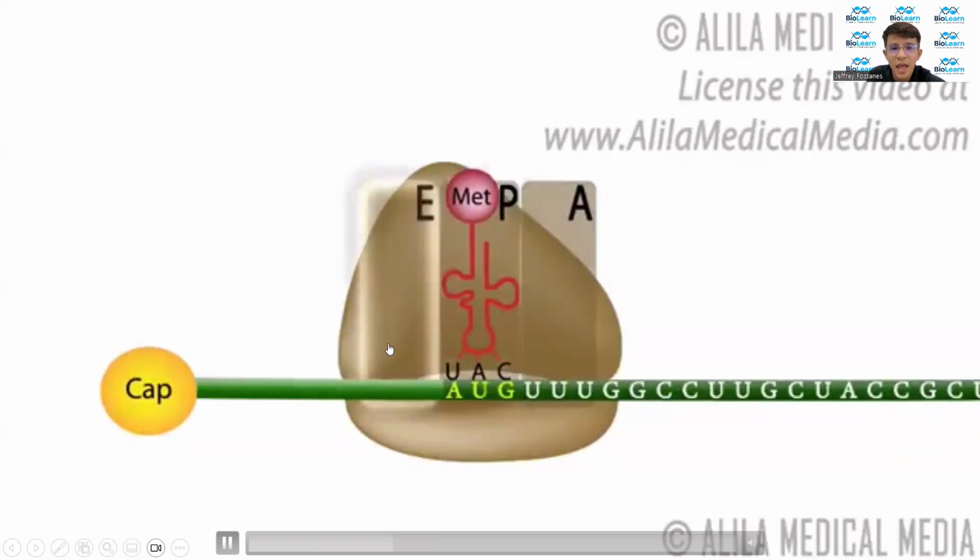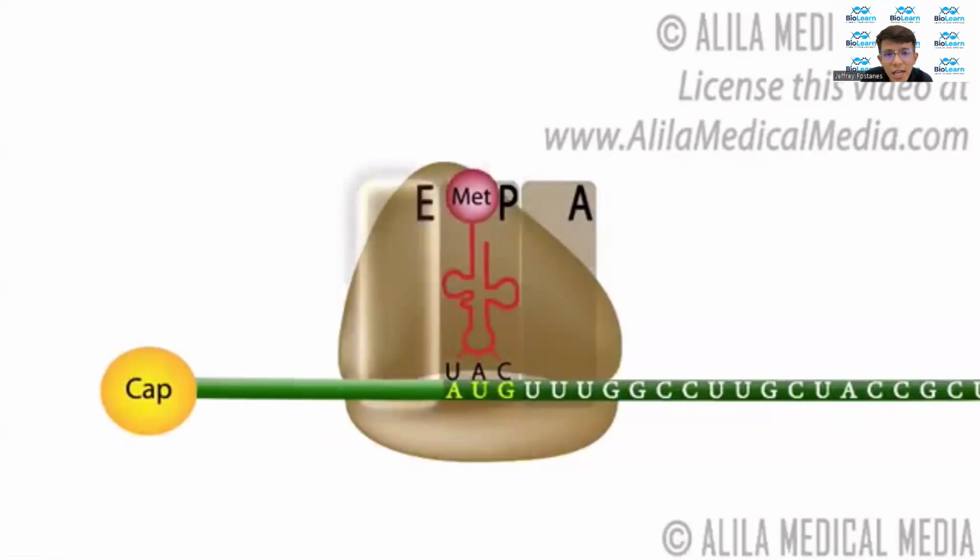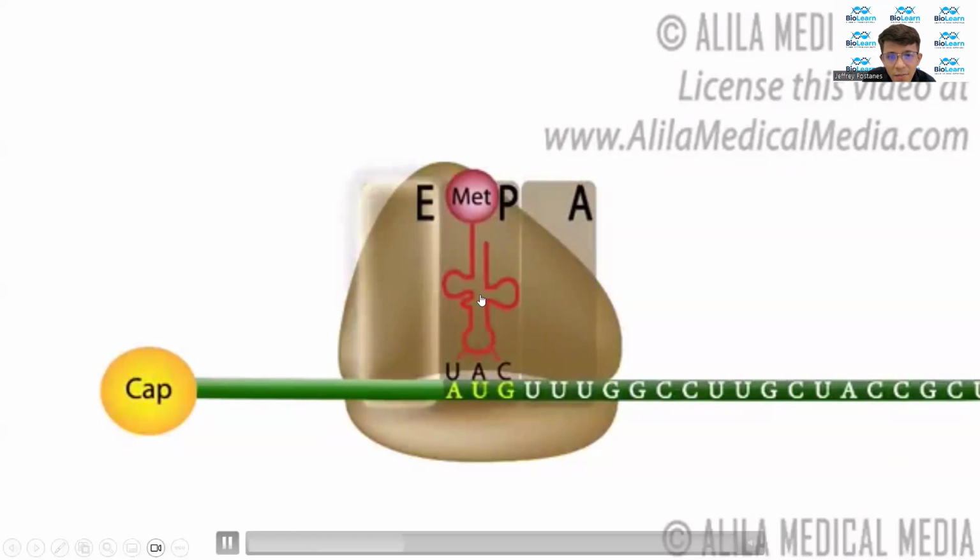The E site is the exit site. This is where the tRNA, after it is used in delivering the amino acid in the A site and P site, will exit the ribosome. The initiator tRNA is positioned in the P site.